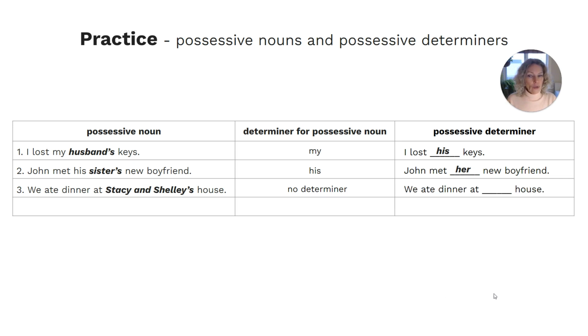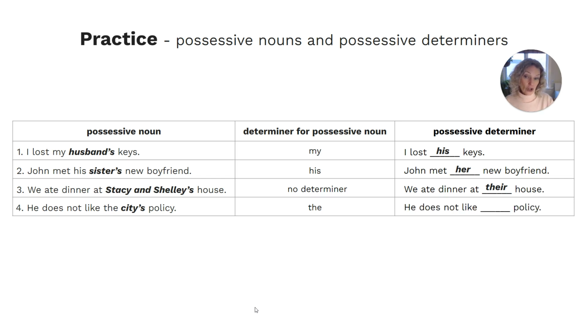If we were going to use a possessive determiner to refer to Stacy and Shelley, what would it be? It would be their. We ate dinner at their house, with an E-I. And number 4, he does not like the city's policy. What's the determiner there? It's the, because city is a singular count noun. And then if we were going to use a possessive determiner instead of city's, what would it be? It would be its. He does not like its policy.